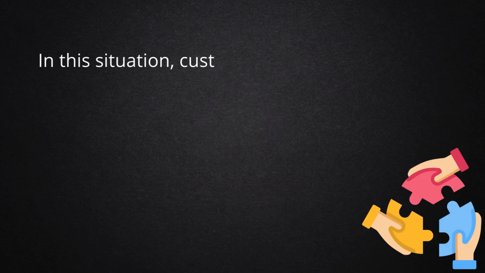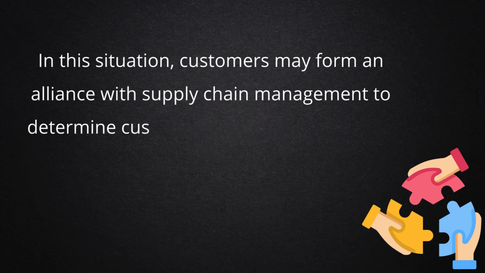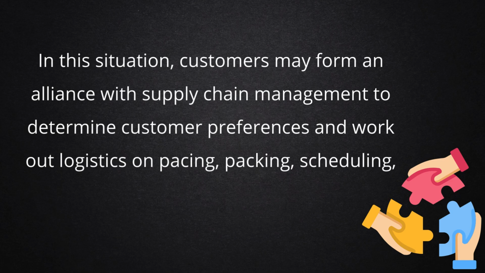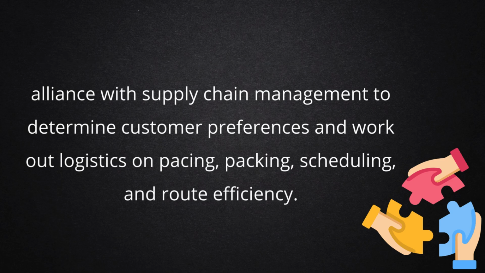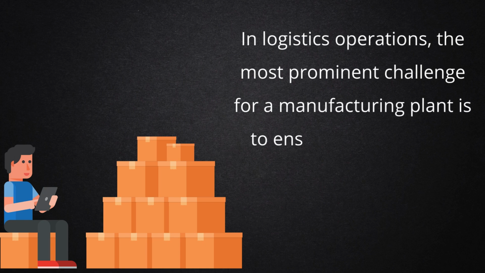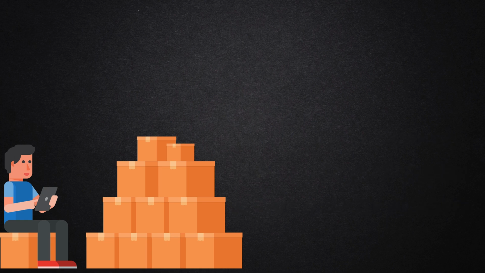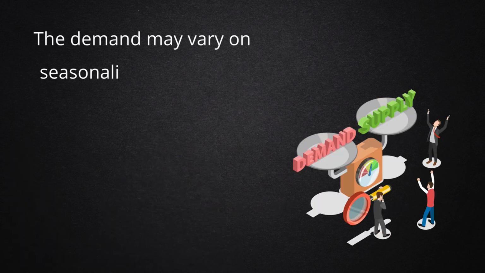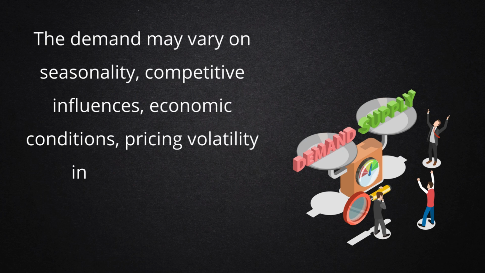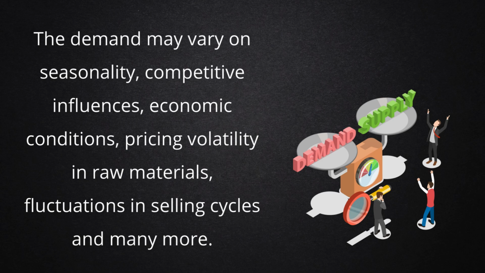In this situation, customers may form an alliance with supply chain management to determine customer preferences and work out logistics on pacing, packing, scheduling, and route efficiency. In logistics operations, the most prominent challenge for a manufacturing plant is to ensure that there are sufficient inbound supplies to meet customer demands. The demand may vary on seasonality, competitive influences, economic conditions, pricing volatility in raw materials, fluctuations in selling cycles, and many more.